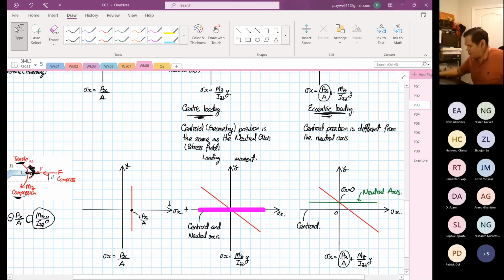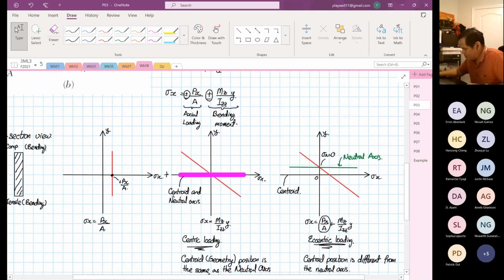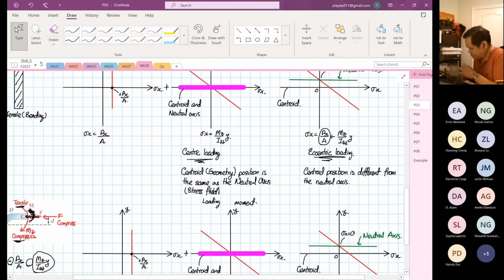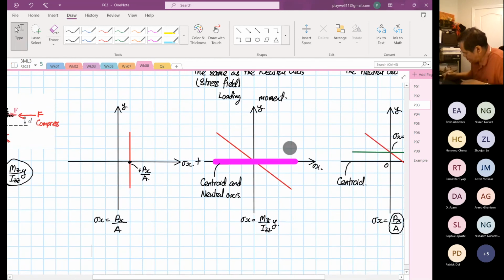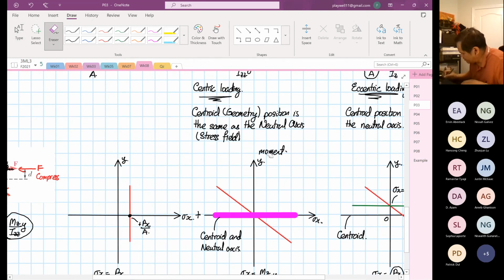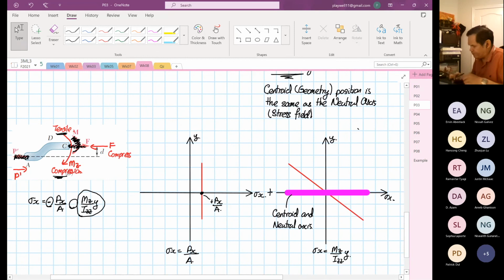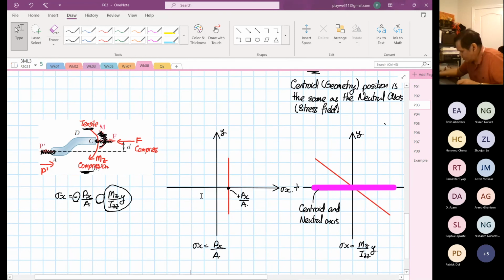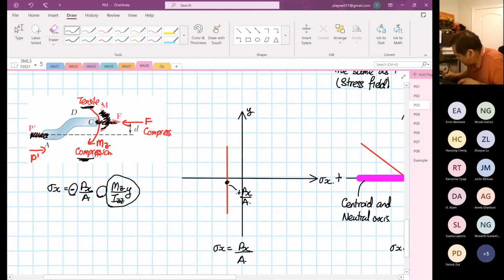So now you will see. The formula is still the same. Need to get rid of this. So now we have what? We have compression. So now we're going to shift this. It's in compression now. So rather than plus, now it's going to be minus, right? Because this is under compression.